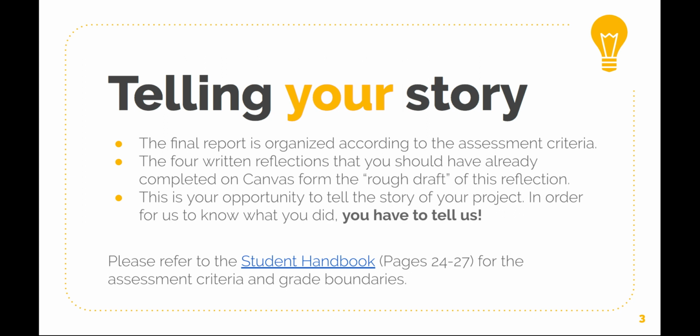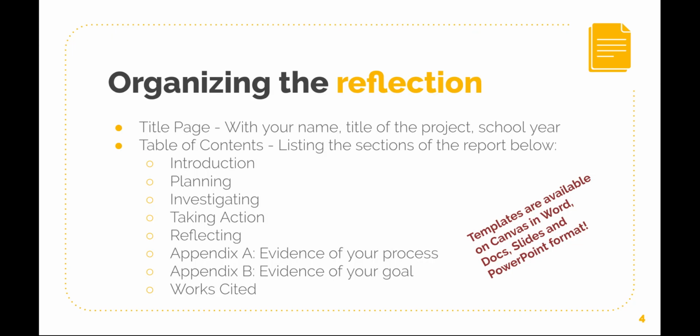In order for us to know what you did, you have to tell us. If you refer to the student handbook, pages 24 to 27, you'll find the assessment criteria and how the project's graded. The project can't be graded without the reflection. In order for us to assess whether you met your goal or didn't, we need to know what you did. So the reflection contains a variety of pieces. There are templates for how to format this, both on Canvas and on the personal project website. We'll discuss how to access those later.